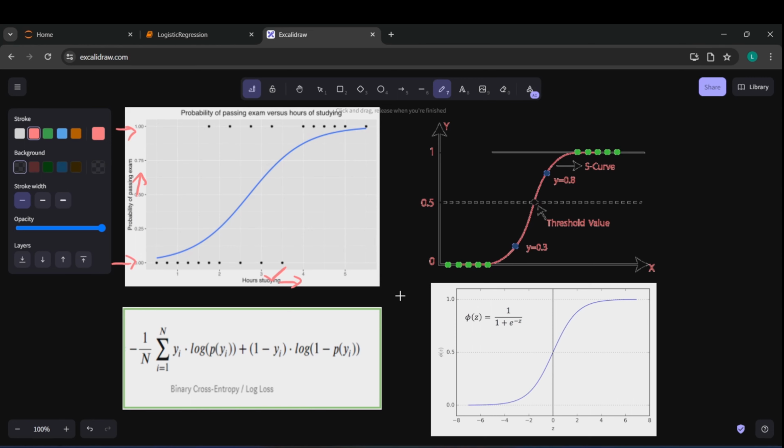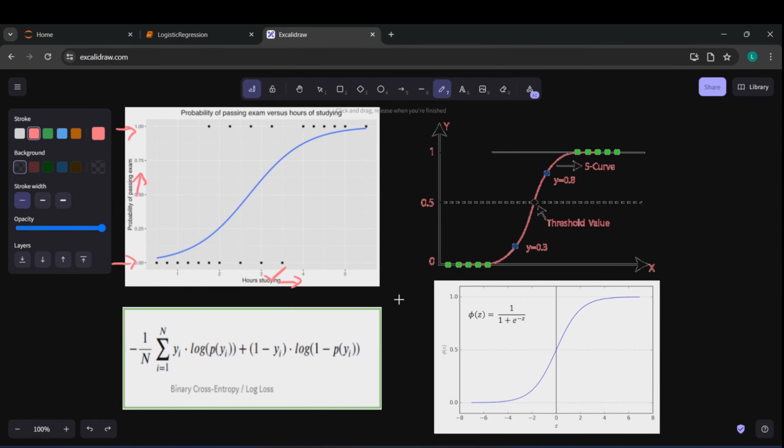outcomes. Now what I'm going to concentrate on in this video is why things are designed in a certain way in logistic regression, how it makes its predictions, the entire math behind it, and how to build it from scratch. Let's start with how logistic regression makes its predictions.